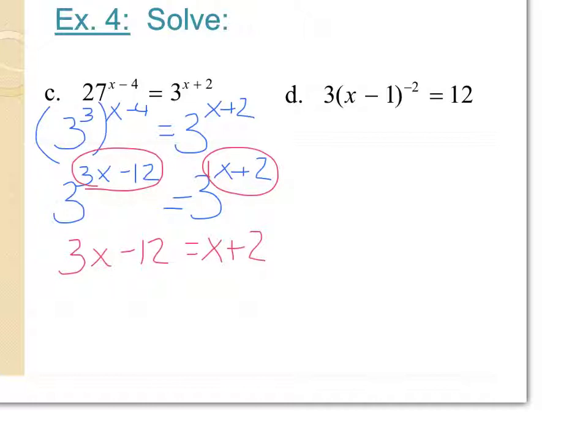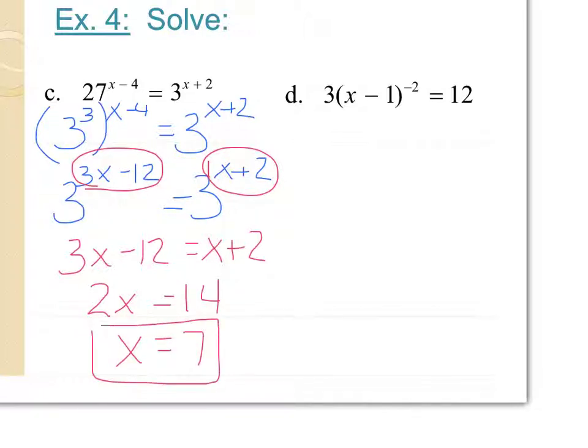You're going to move the x around, gives me 2x. Move the 12 to the other side, gives me 14. And then x will be 7. You're more than welcome to always just check and plug it into the original equation to see if you're right.